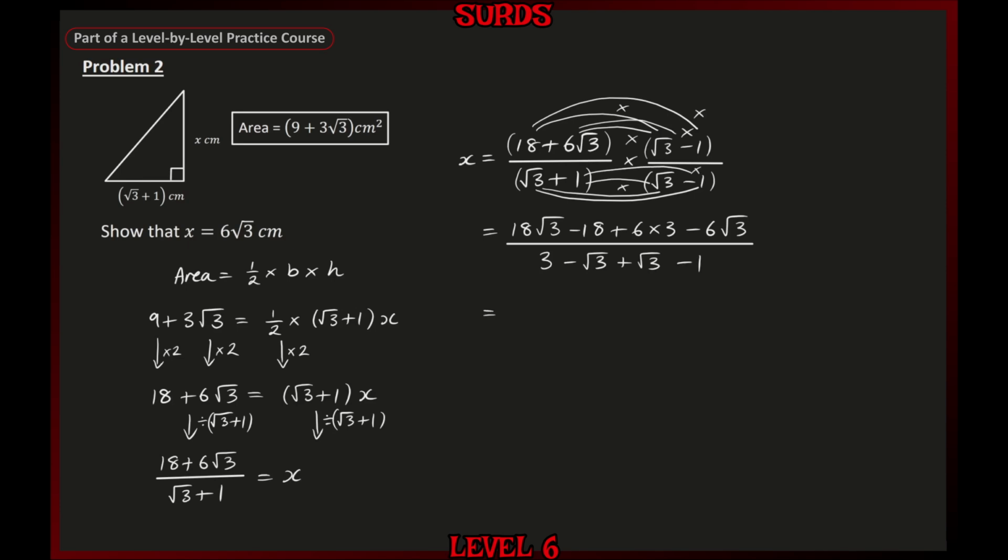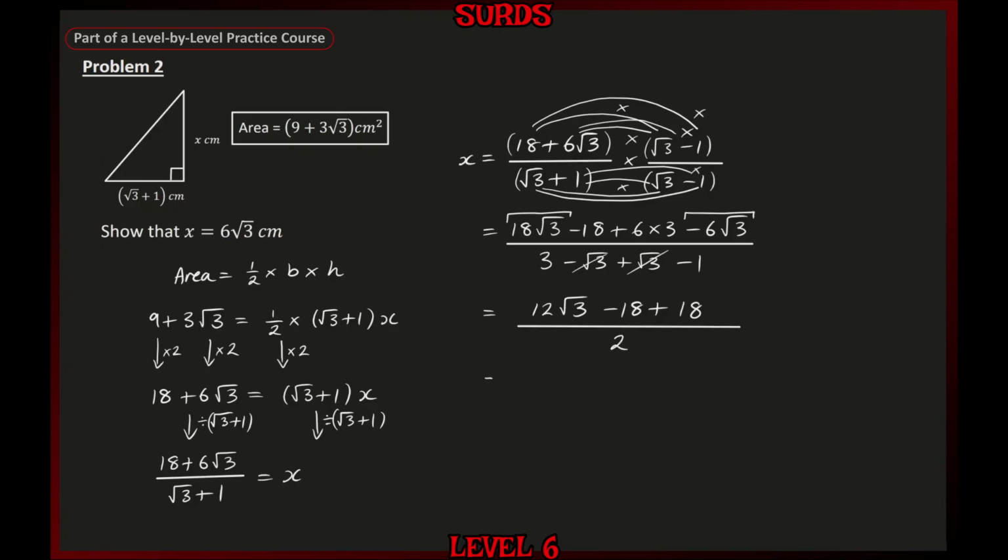Going back to our numerator, we can simplify. So we can collect together 18 root 3 and minus 6 root 3. And 18 minus 6 is 12, so this gives us 12 root 3. We have minus 18 plus 6 times 3, which is 18. On the denominator, the minus root 3 and the plus root 3 cancel out, so we're just left with 3 minus 1, which is 2.